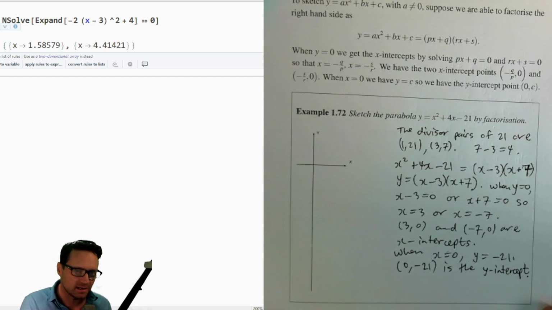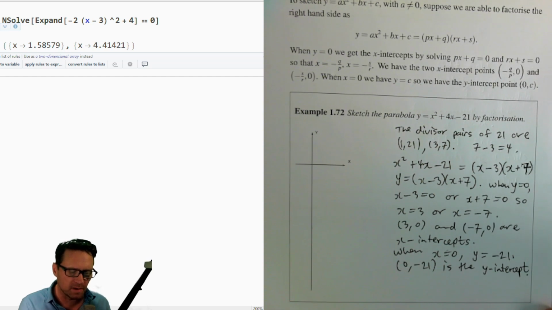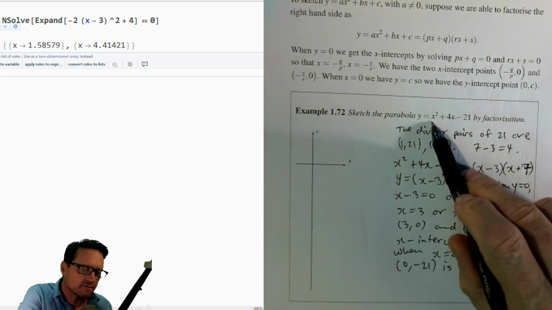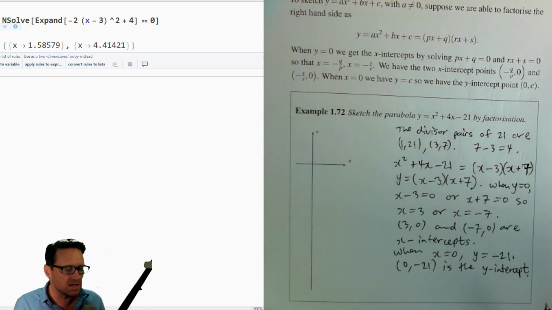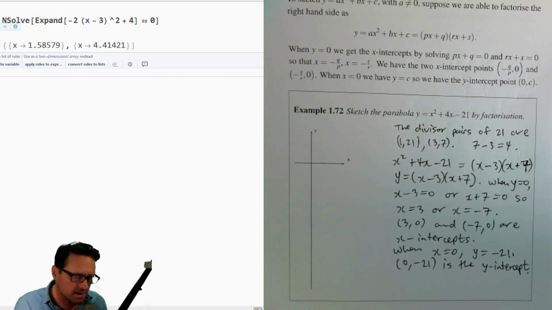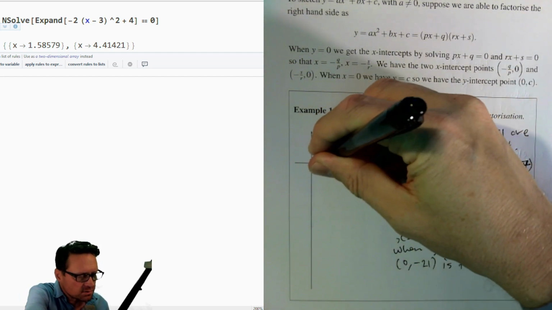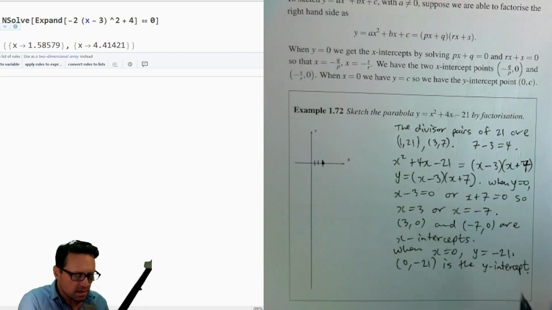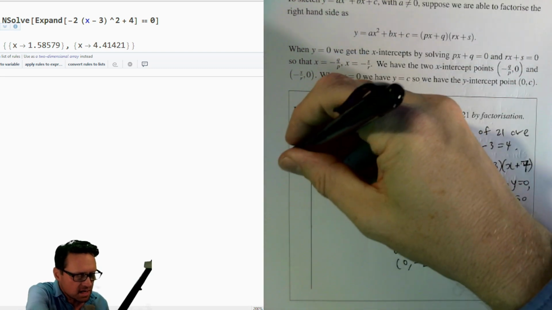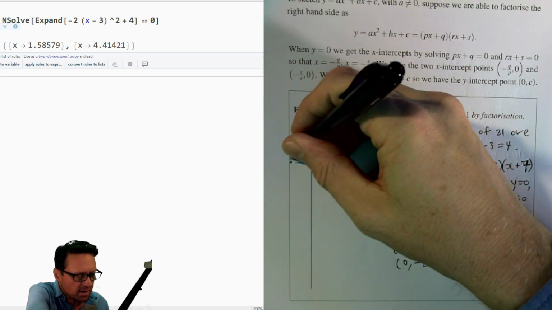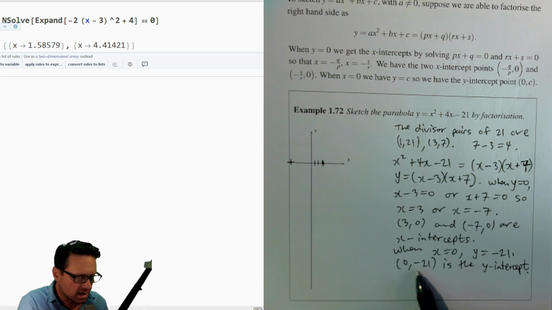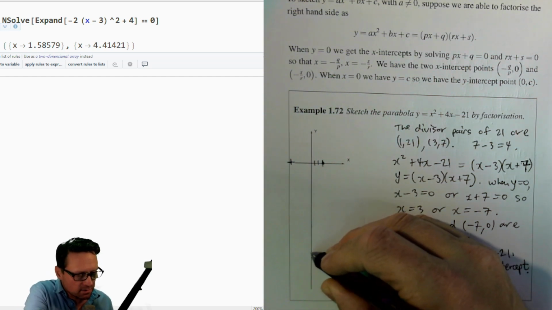Okay, now to find our maximum or minimum, I know it's a minimum here because the leading coefficient is positive. So to find the minimum, I would have to complete the square here, but that's for a future lesson. All right, so we'll do this without completing the square. Let's find our two x-intercept points. We have 3, 0, and then we have minus 7, 0. So that'd be probably way over here. And then we have 0, minus 21. So that'd be something like way down here.